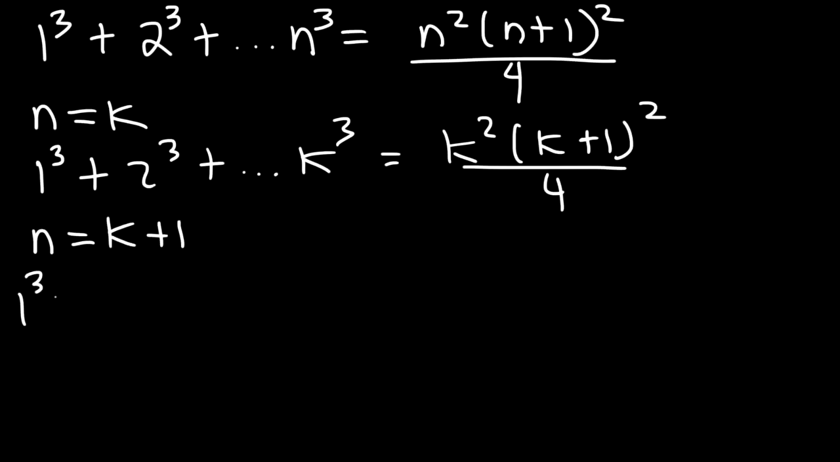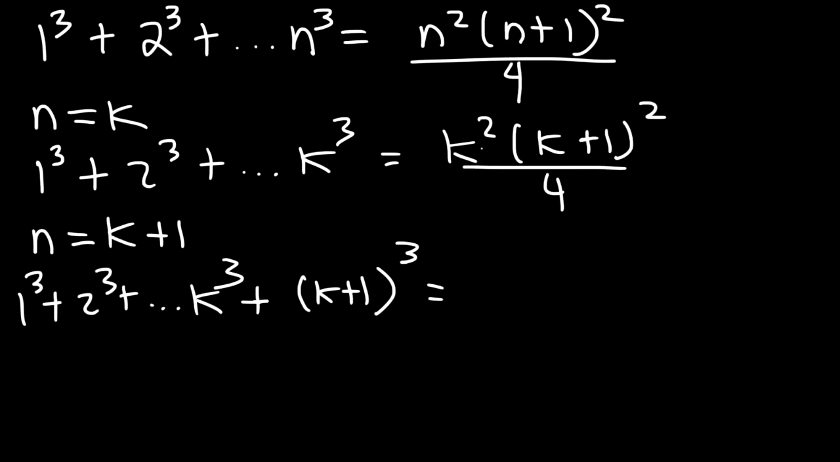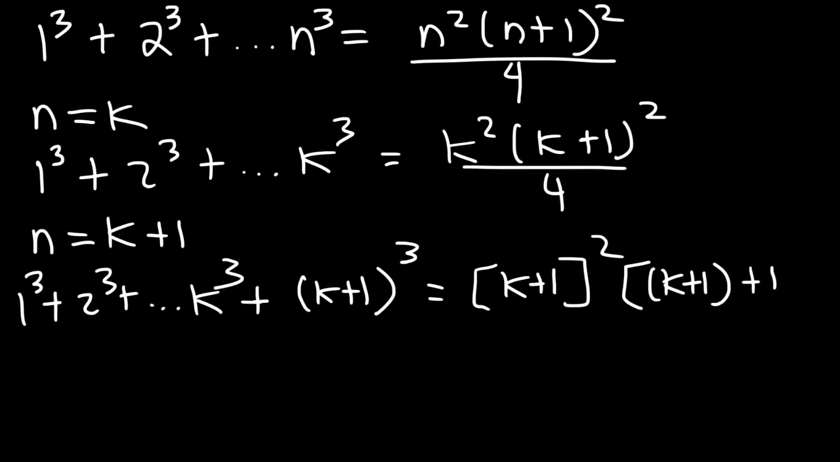So we're going to have 1 to the third plus 2 to the third, and then k to the third. The next term after k is k plus 1. Now on the right side, everywhere you see a k, replace it with k plus 1. So this is going to be k plus 1 squared, and then replacing this with k plus 1, that's going to be k plus 1 squared divided by 4. Now we need to prove that the left side of the equation is the same as the right side of the equation. Now what do you think we need to do next at this point?